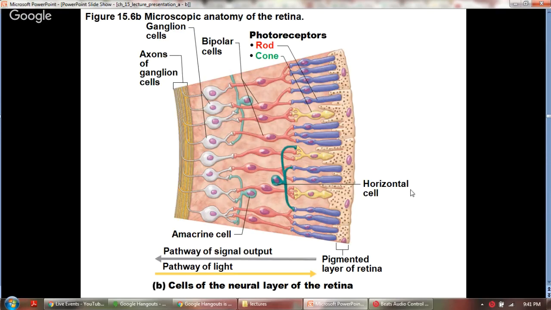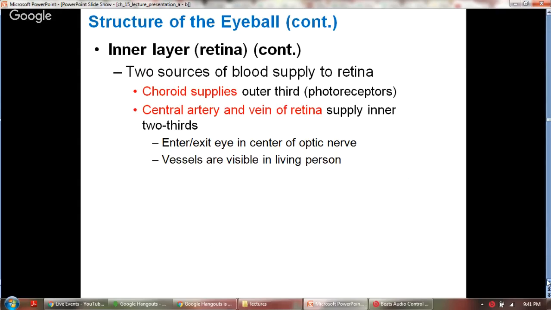Here it shows us the rods in blue and the cones in a yellowish color in the neural layer of the retina. With regard to the blood supply, there are two sources of blood supply to the retina: the choroid supplies the outer third, and the central artery and vein of the retina supply the inner two-thirds.